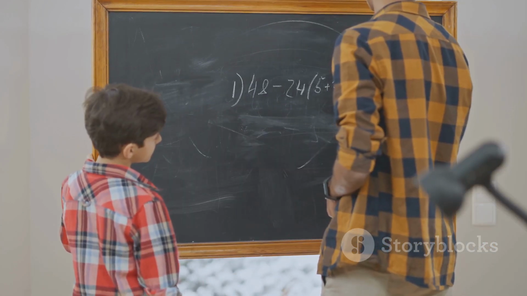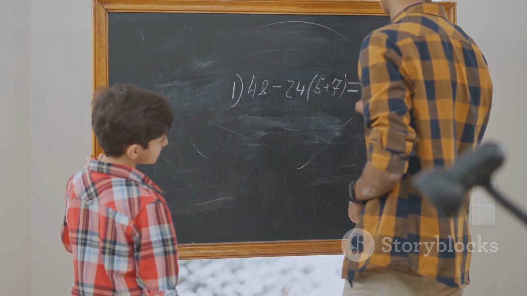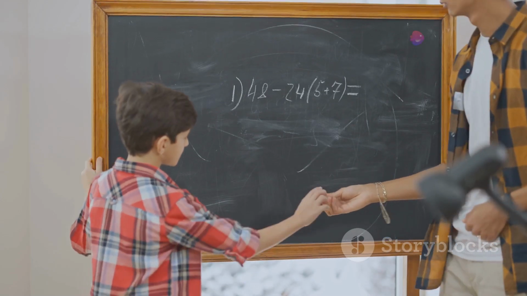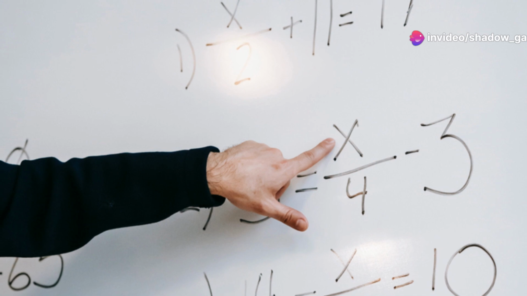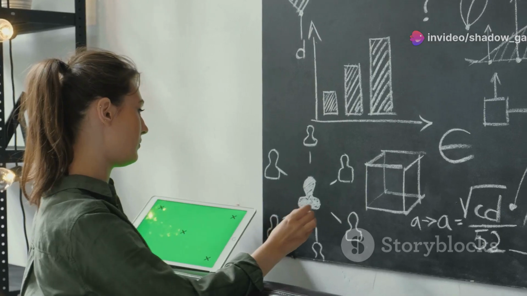Step 2, isolate the variable term. This step focuses on getting the variable term by itself on one side of the equation. Now we need to isolate the term with z. This involves moving other terms to the opposite side of the equation. Add 4 to both sides.